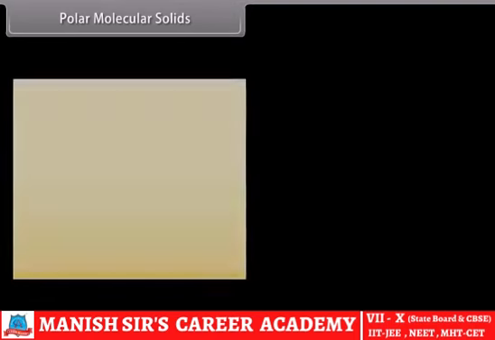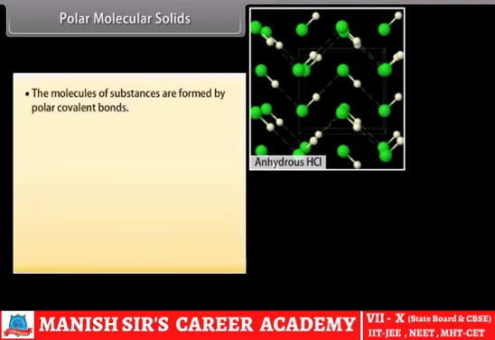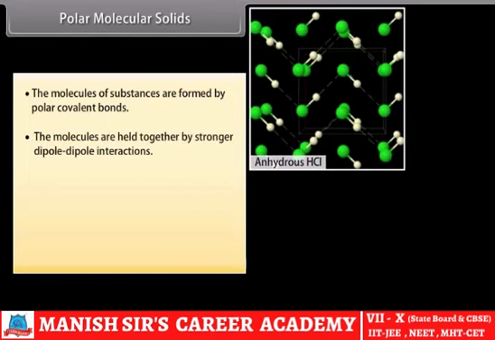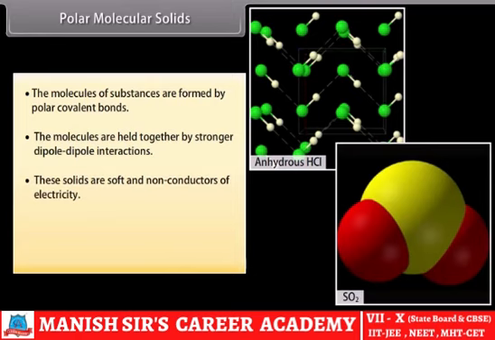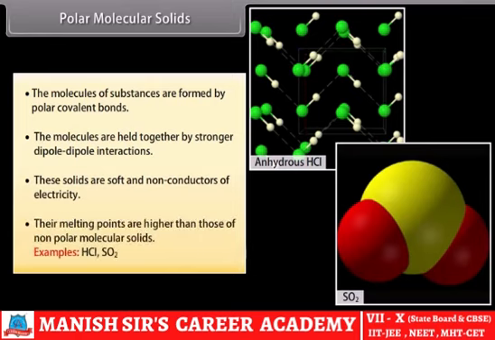Polar molecular solids. The molecules of substances are formed by polar covalent bonds. The molecules are held together by stronger dipole-dipole interactions. These solids are soft and non-conductors of electricity. Their melting points are higher than those of nonpolar molecular solids. Examples, HCl, SO2.